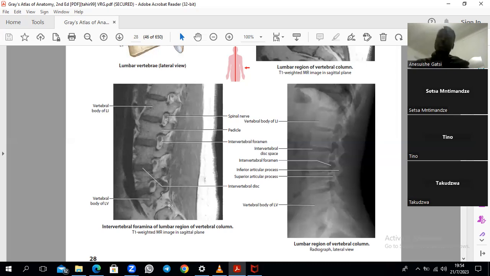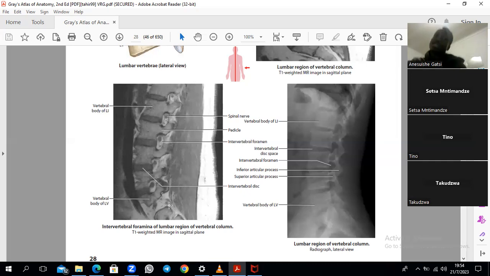Then there's something called sacralization. This is a phenomenon where the last lumbar vertebra, after which there is the sacrum, is affected. Sacralization is whereby the last lumbar vertebra resembles the sacral vertebra. Not necessarily resembles, but it is fused to the sacral vertebra. So that's going to be called sacralization.